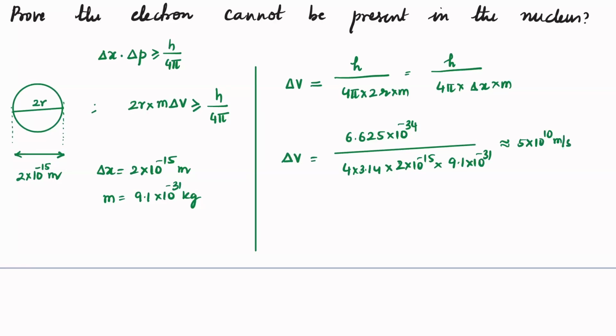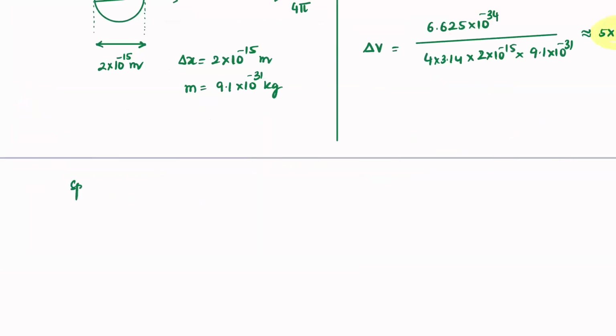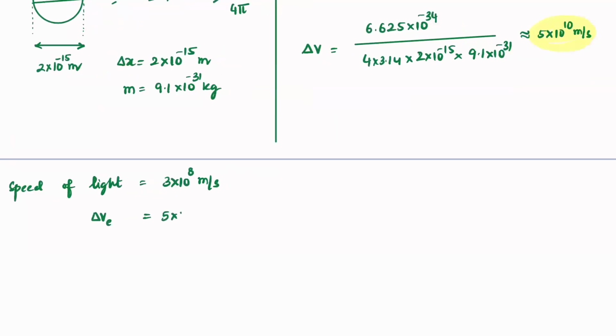Have you noticed this value? Isn't this absurd? Because the speed of light itself is 3 into 10 raised to power of 8 meters per second, while what we are expecting is the uncertainty in the speed. The uncertainty in the speed of the electron is overcrossing that value, 5 into 10 raised to power of 10 meters per second, which is impossible.